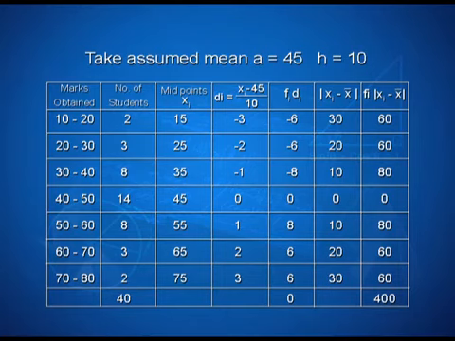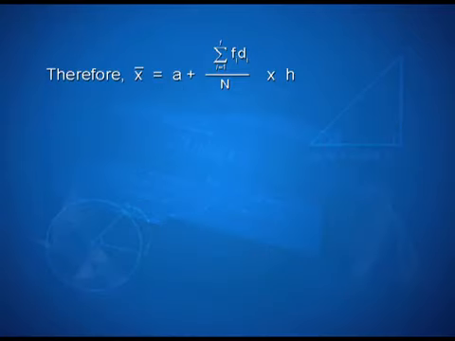Now we find the product of fi and the absolute value of xi minus x bar. They come out to be 2 into 30, that is 60. Similarly, 3 into 20 is 60, 8 into 10 is 80 and so on. And we also find the sum here as 400. Therefore, x bar is equal to a plus summation i ranging from 1 to 7 fi di upon n, into h, is equal to 45 plus 0 upon 40 into 10.